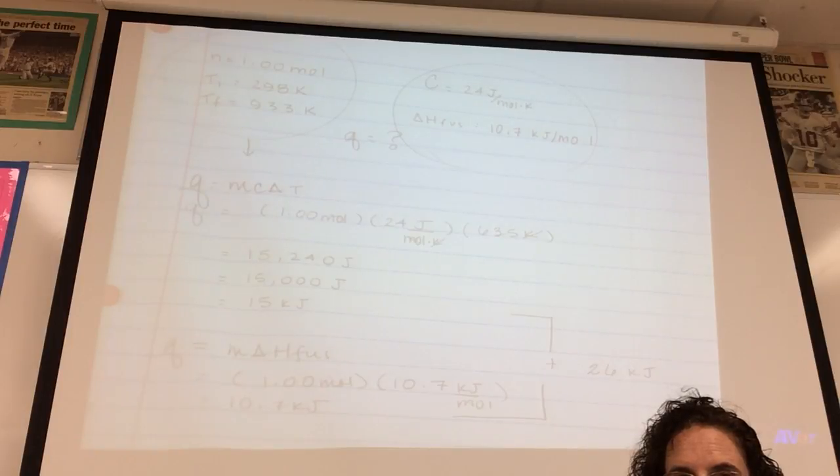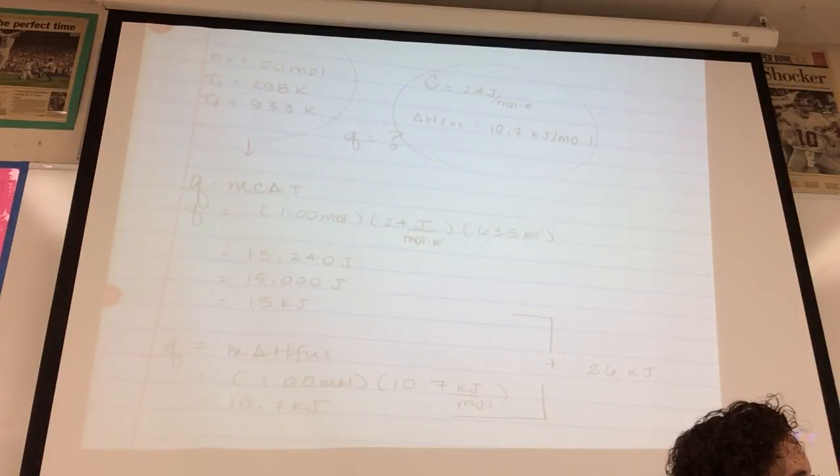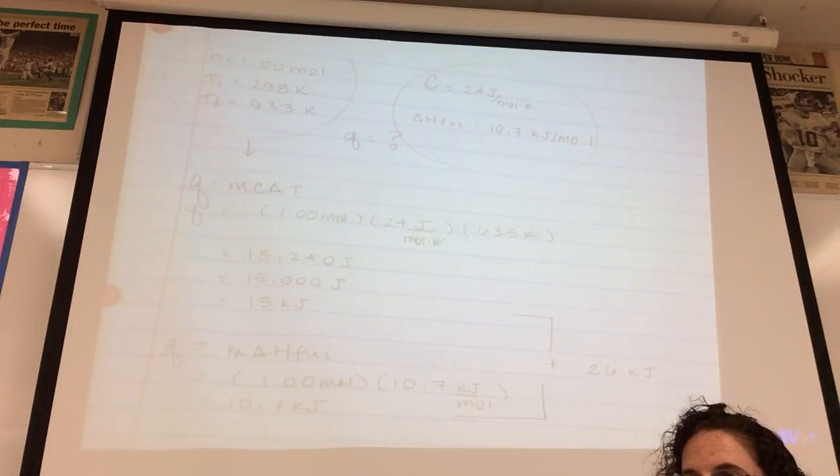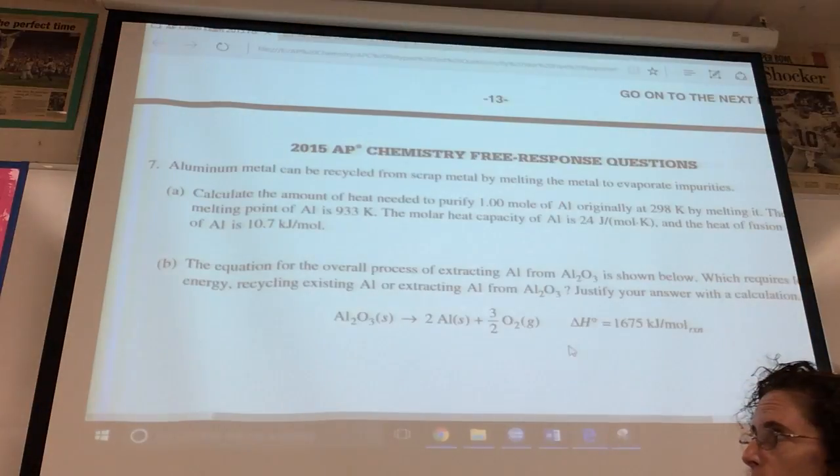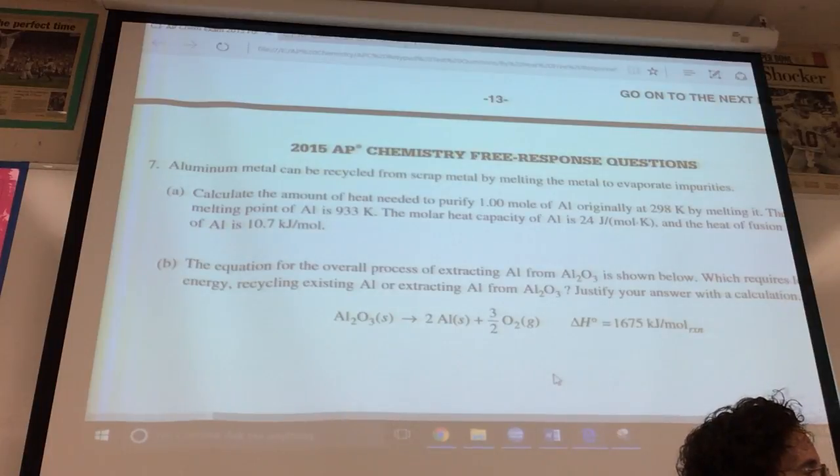Okay? Can I see the question with you? Absolutely. Yeah, the question. I'm going to flip back to the question. We actually can do B also. It says the equation for the overall process of extracting aluminum from aluminum oxide is shown. Which requires less energy, recycling existing aluminum or extracting it from aluminum oxide?